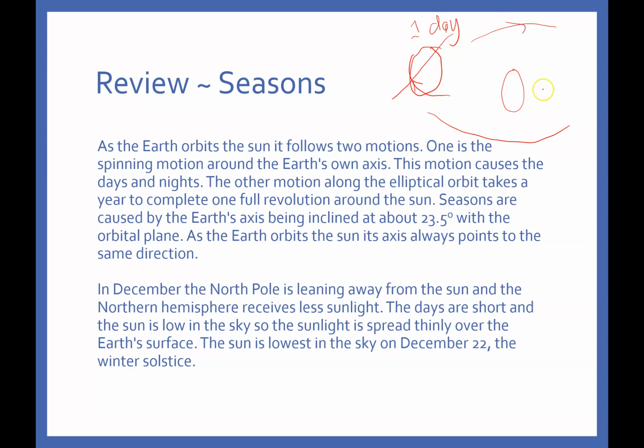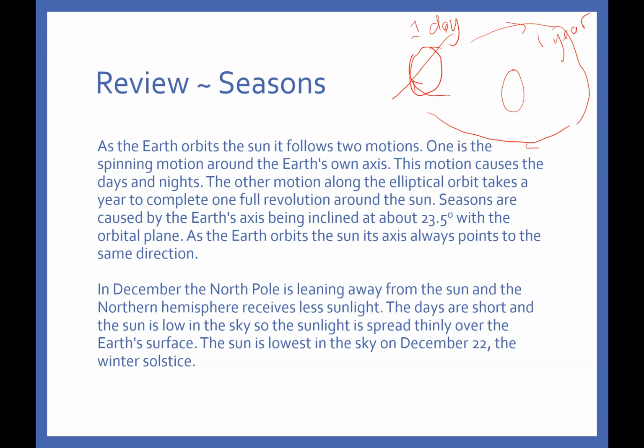I know the sun looks really small there, but the Earth is also revolving around the sun, which takes 1 year or 365 days. Okay, so there are those two movements. Rotation, so the Earth is spinning on its axis, and at the same time it's revolving around the sun, orbiting the sun, and that takes 1 year.